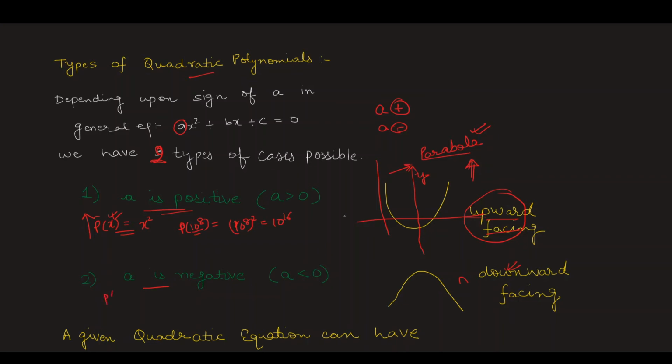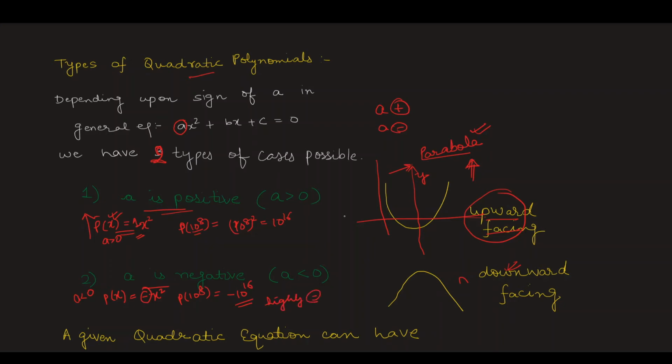Now verify for the negative case. If p of x is minus x square, in this case a is 1, in this case a is -1, that is a is less than 0, in this case a is greater than 0. Again we find p of 10 to the power 8, and in this case we get -10 to the power 16, which is a highly negative number.